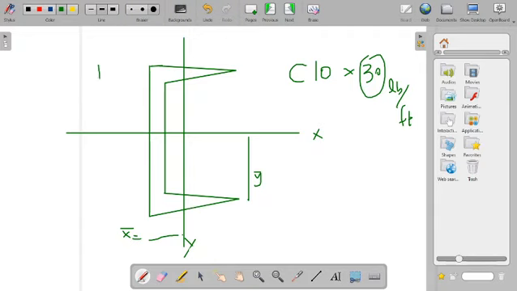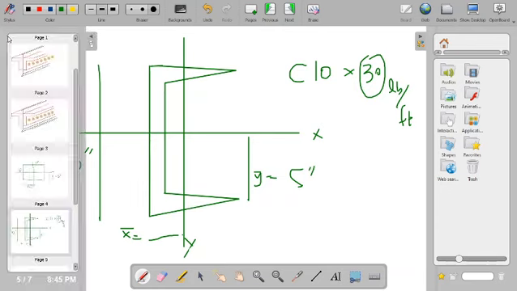This I know is 10 inches. This is so easy to find. Because it is symmetric about this x-axis, half of the area lies above this axis and half of the area lies below this axis. It means the centroid along the y-axis would be 5 inches. But along the x-axis you have to find it. It is about 0.639, but from the manual you can easily find it.